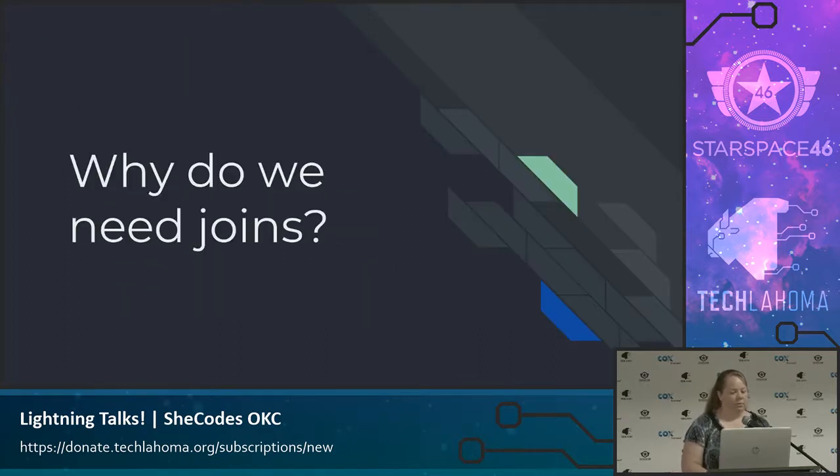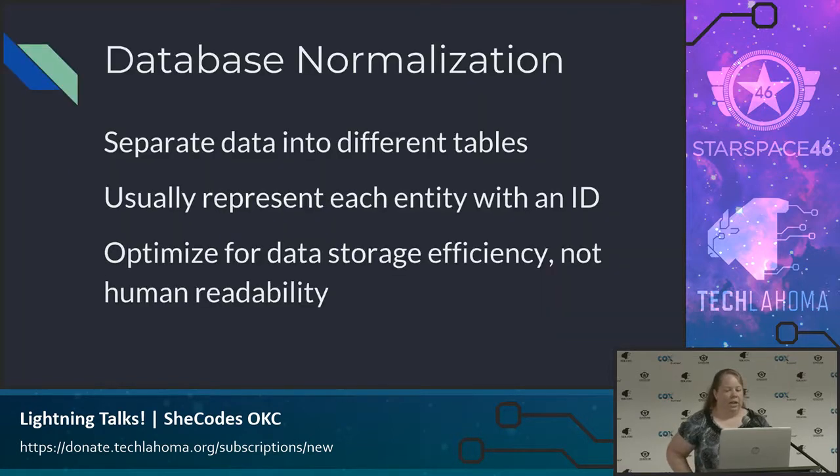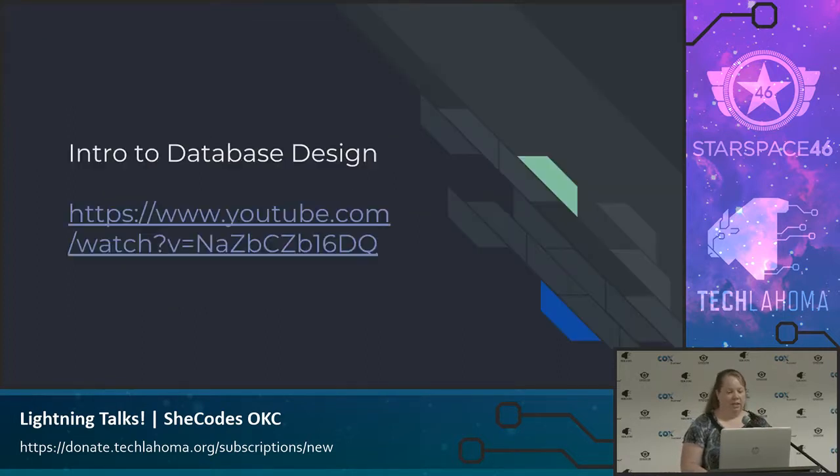Talking about why we need joins. The idea comes from database normalization. I did a talk on this a while back. I can give you all the link. The idea of separating data into different tables to optimize it for efficiency in storage, but not for human readability. So part of that is representing each entity with an ID, which is generally going to be meaningless to the user. So this is normalization, and the idea of joins is basically unnormalizing that data.